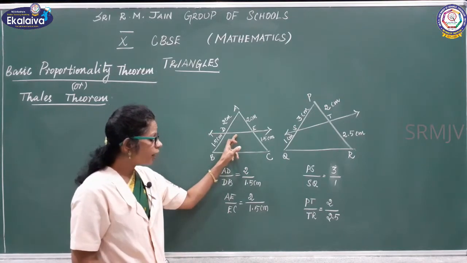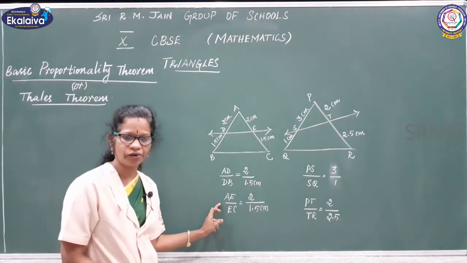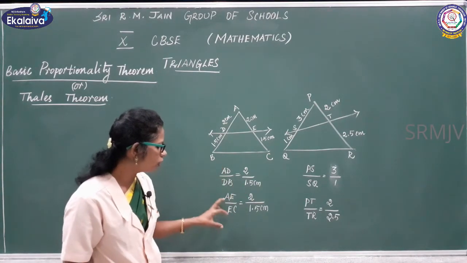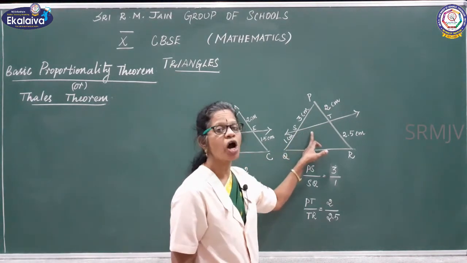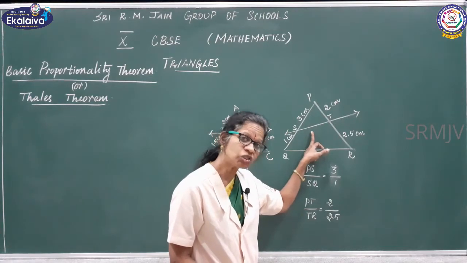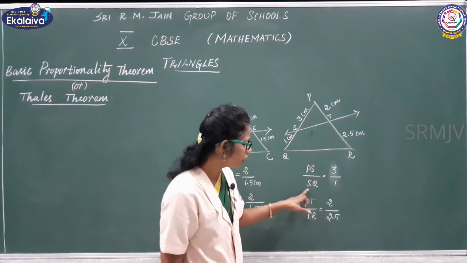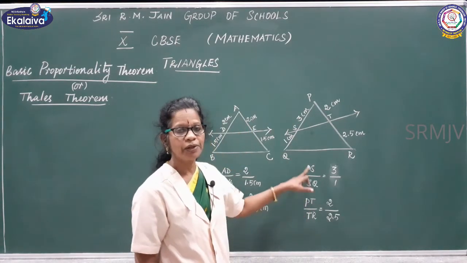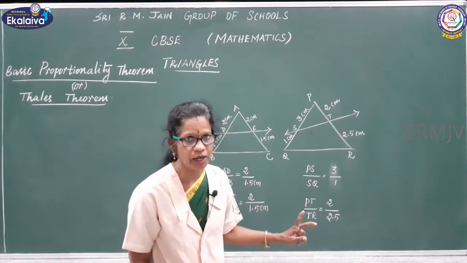From the first diagram, what you observed, you said the line is parallel. The line is parallel means the ratios are equal, right? The ratios are equal, that is AD by DB equal to AE by EC. Here the line is not parallel. So what you get here, you see, PS by SQ is not equal to PT by TR. Did you agree or not, children?